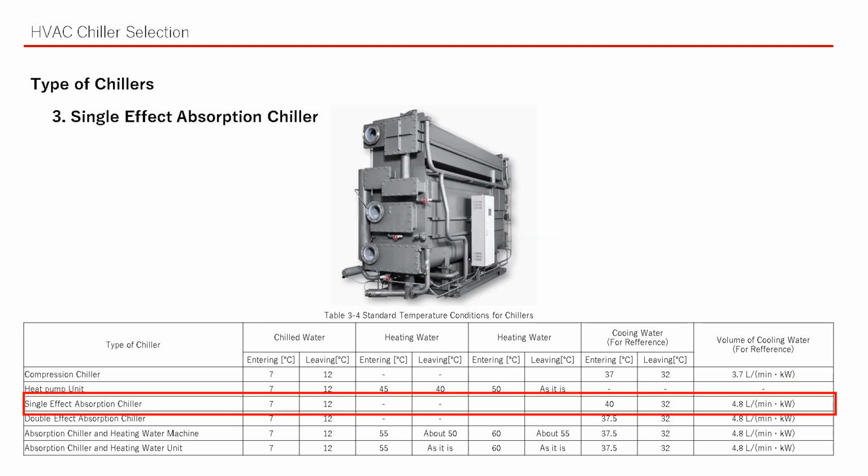3. Single effect absorption chiller. Absorption chillers use chemical properties to circulate the refrigerant using an absorption liquid. Since it does not use a compressor, it has the advantages of quiet operation and low power consumption.